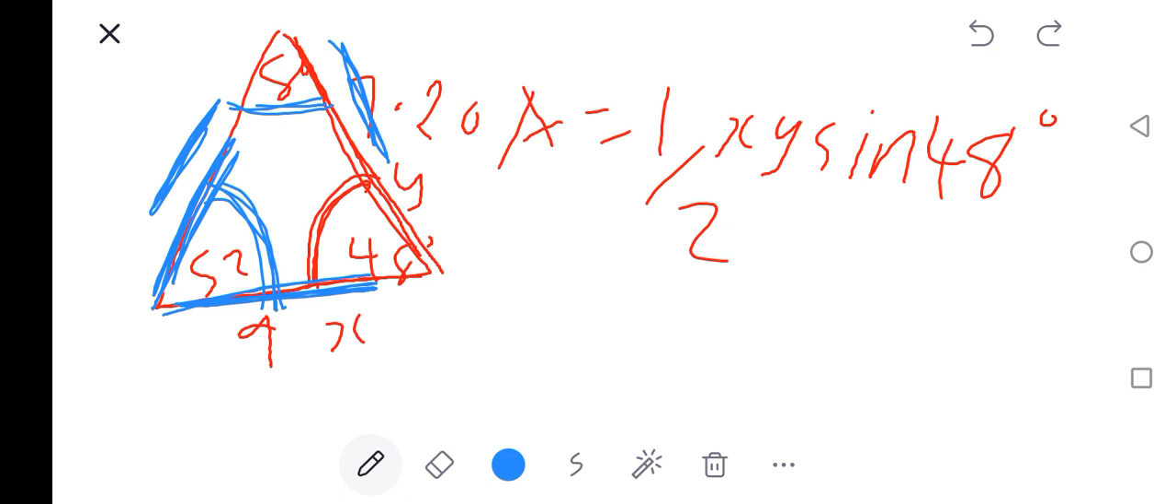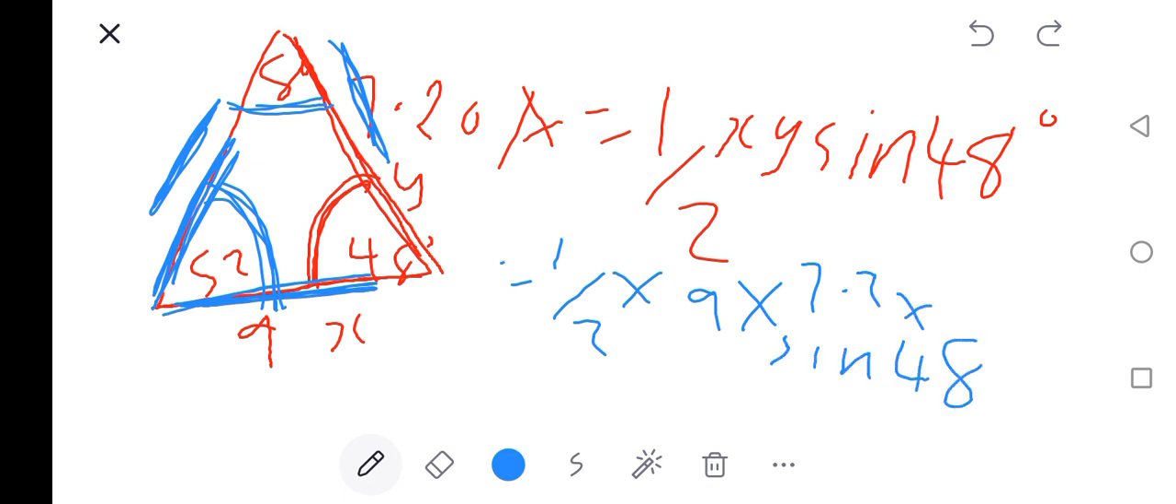Simple. So can you multiply these numbers? 1/2 times 9 times 7.2 times sine 48. What do you get? Give me the figures.